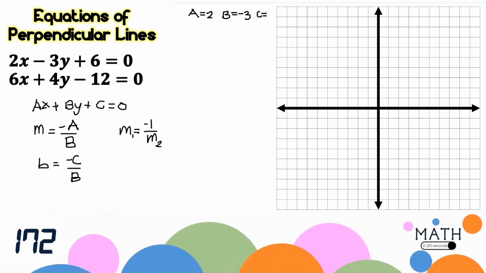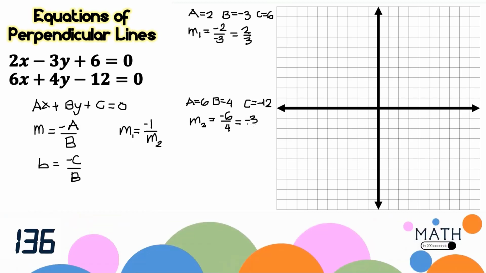And C is 6. The slope of the first equation of a line is negative A, which is negative 2, over B, which is negative 3. Hence, this is 2/3. Now, for our second equation, our A is 6. Our B is positive 4. And C is negative 12. To get the slope of the second equation, you will have negative A, or negative 6, over B, which is 4. The slope of the second equation is negative 3/2.